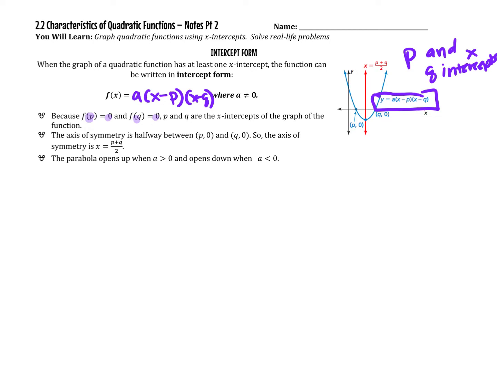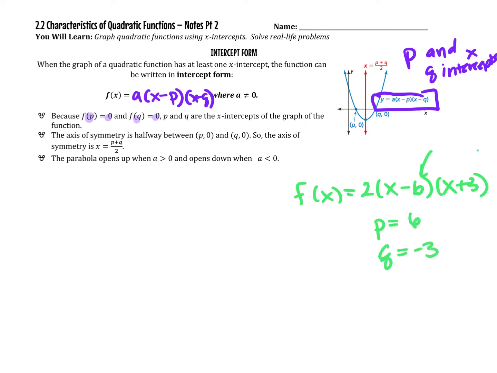So what I mean by that is if we had f of x equals 2 times the quantity x minus 6 times the quantity x plus 3, in this case, p would equal 6, and q would equal negative 3, because it's happening inside, it's the opposite of what we see here. And what would happen if I took 6 and plugged it in here? This would become 0. 2 times 0 is 0, and 0 times whatever this would be, which if I plugged in 6 would be 9, is still going to be 0. Similarly, if I plugged negative 3 in here, this is going to be 0 times whatever this is, also going to be 0.